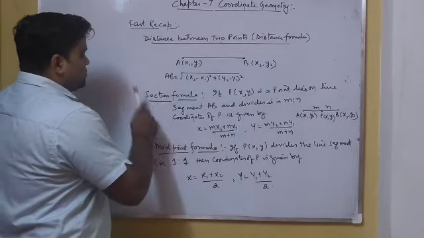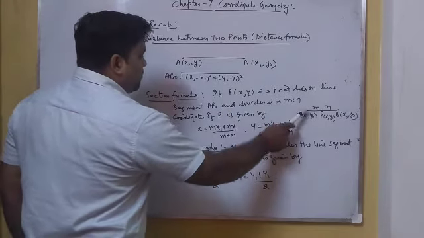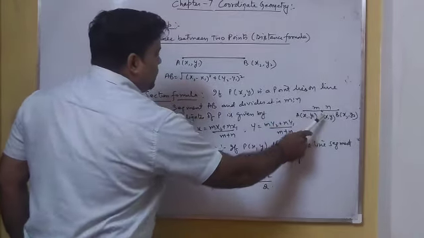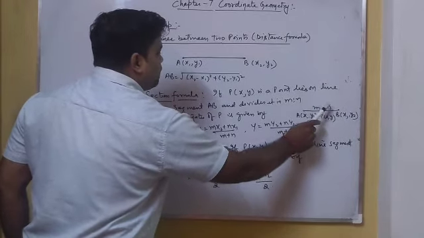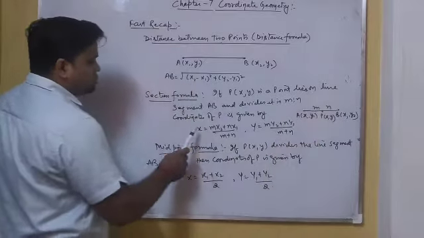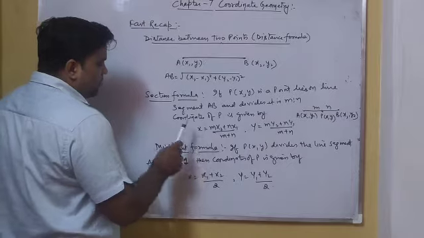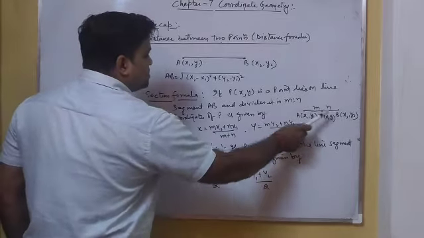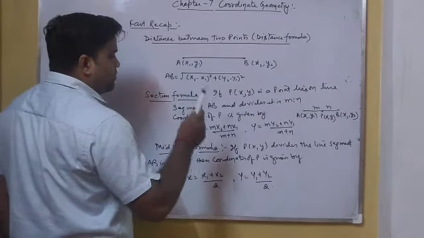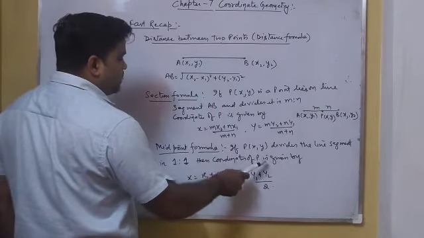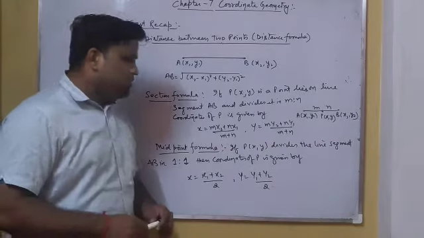Similarly, let us come to the section formula which we have studied also. If this is the line segment AB, and the point P lies on this line segment and divides the line segment AB in the ratio m ratio n internally, then the coordinates of point P are given by this formula. Similarly, the midpoint formula: if this point P divides the line segment AB in equal ratio, which is 1 ratio 1, then P will be the midpoint of line segment AB. Then the coordinates of P are given by these coordinates, which is called the midpoint formula.